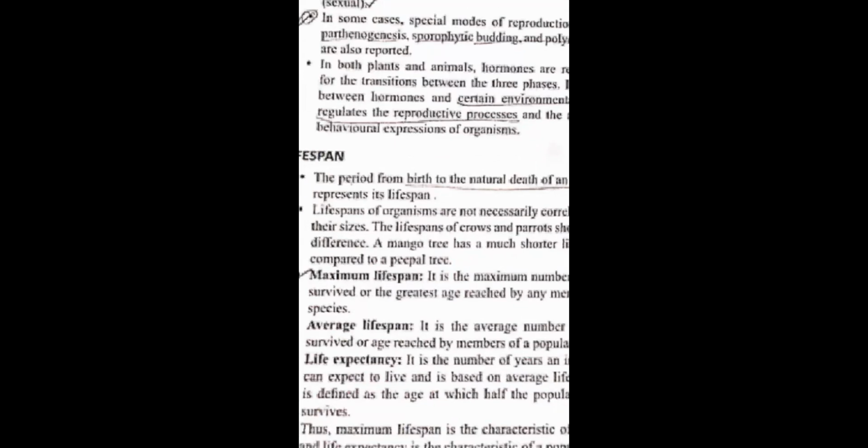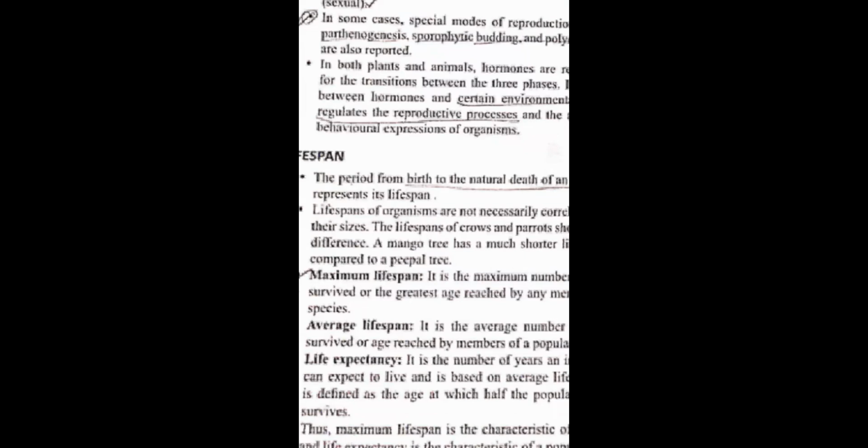The lifespan of an organism, as I already told you, does not depend upon its size. The lifespan of a crow and a parrot shows wide differences. Normally, you know the tortoise has the highest lifespan, and other examples are the blue whale and the big turtles. These all have specific lifespans.